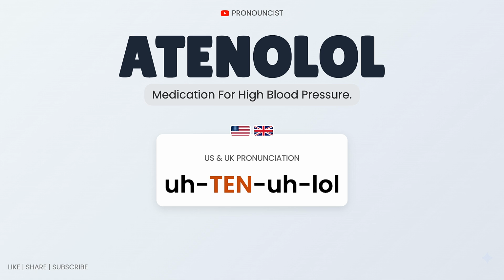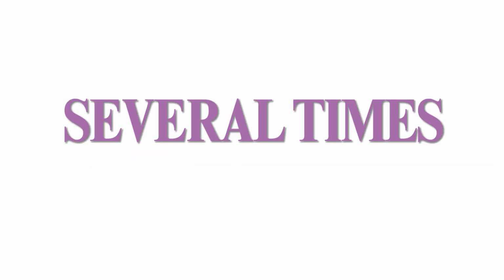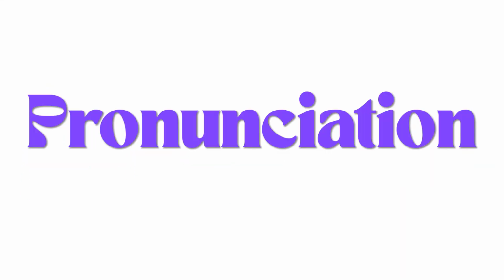Practice repeatedly and you'll soon be able to say this word perfectly. The best way to practice is to repeat the syllable multiple times. The meaning of the word is medication for high blood pressure. Try repeating this word several times to improve your pronunciation.